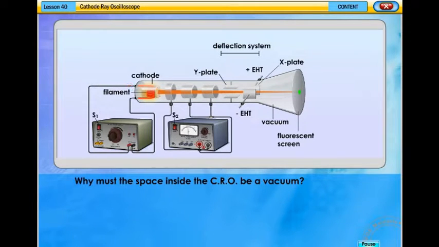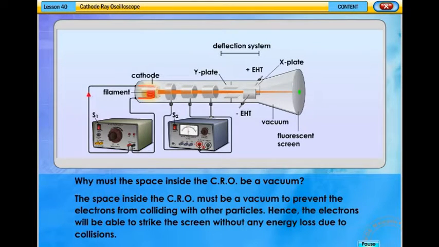Why must the space inside the CRO be a vacuum? The space inside the CRO must be a vacuum to prevent the electrons from colliding with other particles. Hence, the electrons will be able to strike the screen without any energy loss due to collisions.